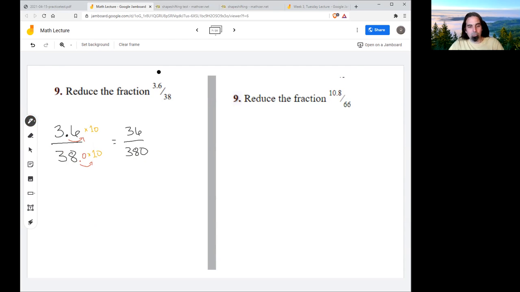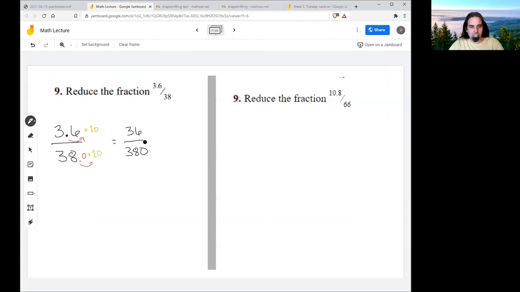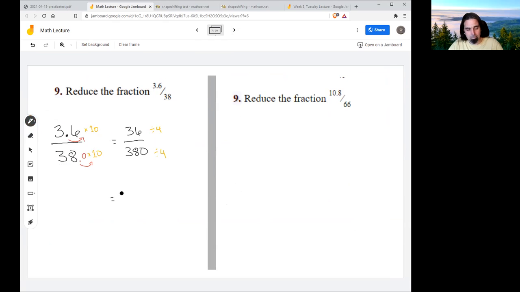Okay, now we're in familiar territory. This is just like the one we did before. We have one number on top of the other. The decimal is gone. We can handle this. What next? Divide by 4 to the top and bottom. Okay, 9 over 95. And I believe that's it, but I'm not sure. Yep.